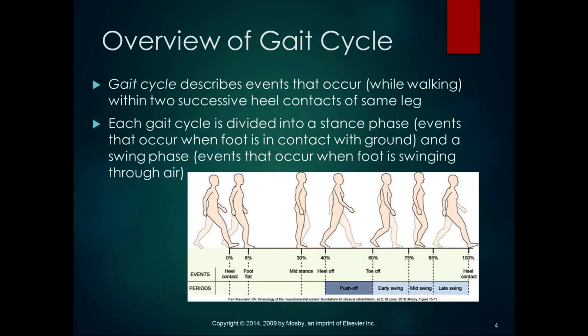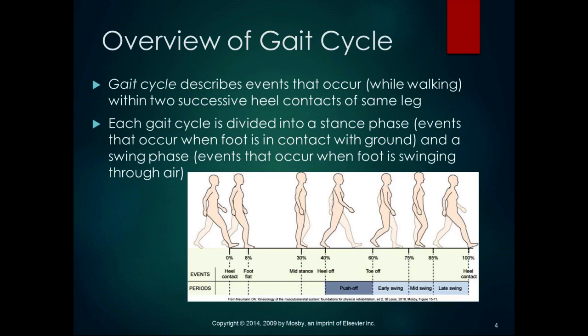So when we talk about the gait cycle, it is events that occur while walking within two successive heel contacts of the same leg. So if you look at the little graphic down here, at 0% it's the heel contact of the right leg, and then we go through the stance phase as we're rolling through that right foot, and then the swing phase until the right heel hits again. So that time between right heel and the next right heel contact is the gait cycle.